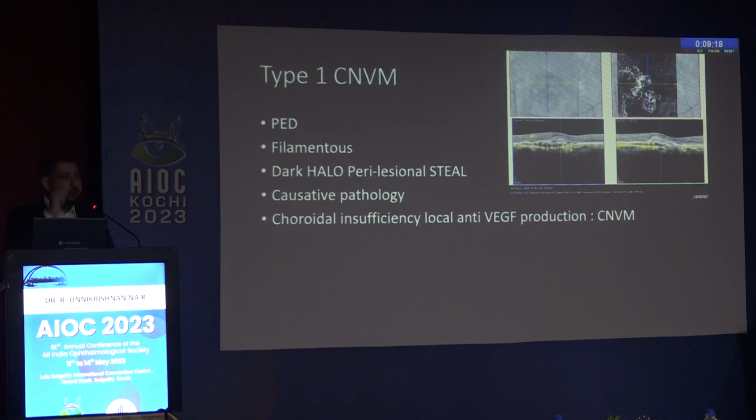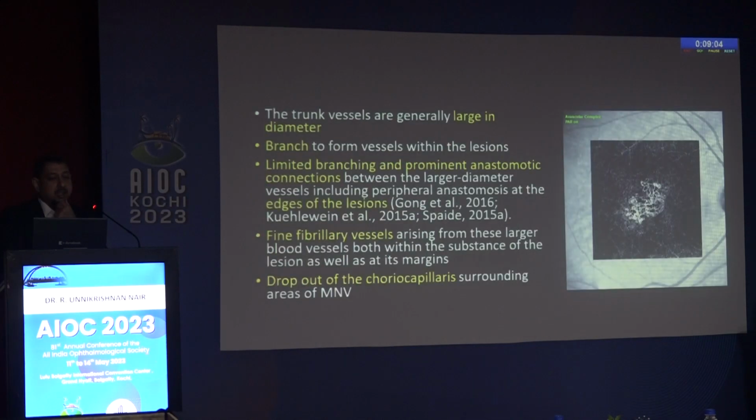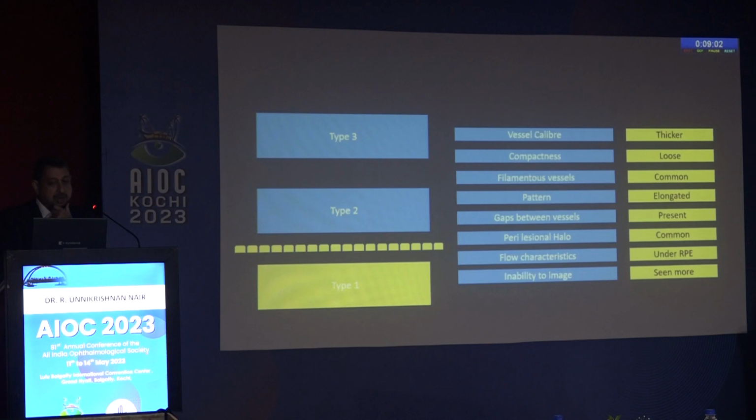Perilesional is very important because it's a dark area around the lesion. Why does it happen? Because the CNVM is stealing from the choriocapillaris around it. So it doesn't image well around it. The choriocapillaris around it is dark. So again, I'm just skipping that, but let's look at this.